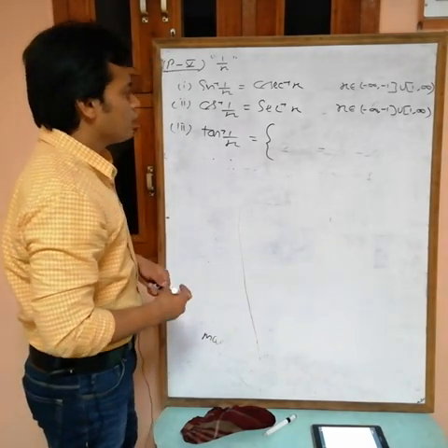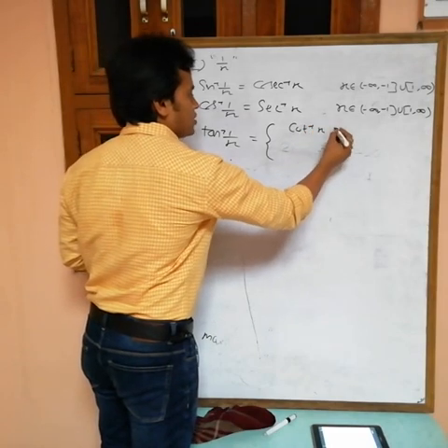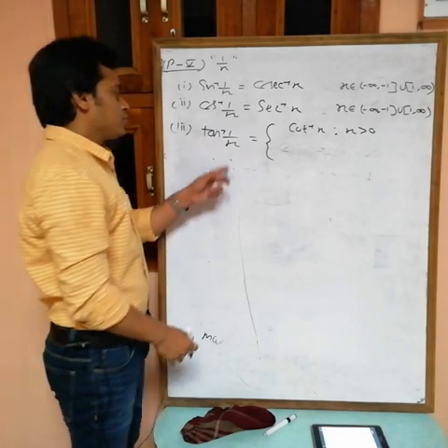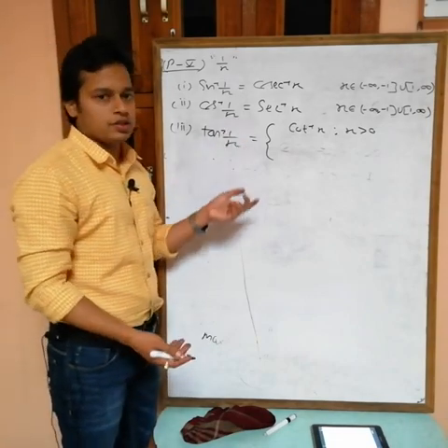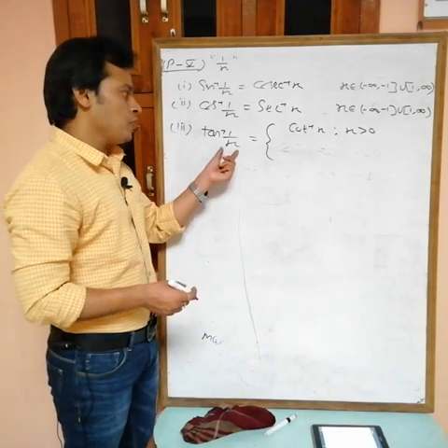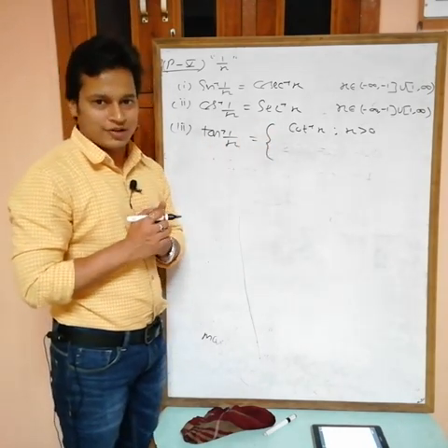Tan inverse 1 by x is equals to cot inverse x if x is greater than 0. x can't be equals to 0 at this time, because of 1 by x. We can't put 0 in the denominator. So if x is positive, then tan inverse 1 by x is equals to cot inverse x.